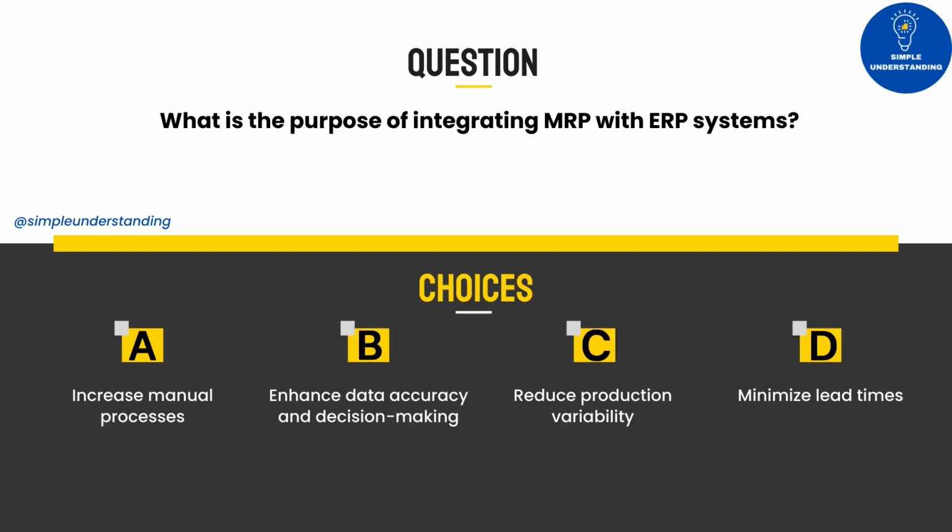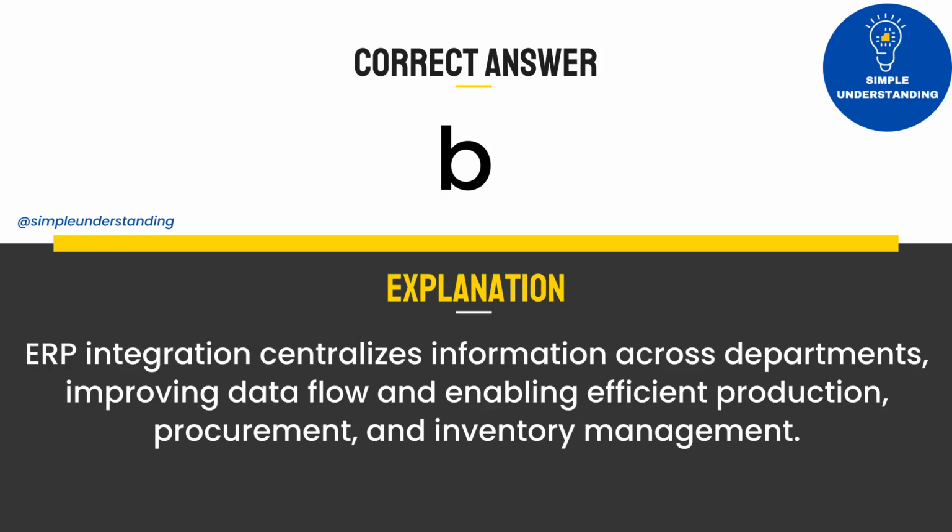9. What is the purpose of integrating MRP with ERP systems? A. Increase manual processes. B. Enhance data accuracy and decision-making. C. Reduce production variability. D. Minimize lead times. Answer: B. Explanation: ERP integration centralizes information across departments, improving data flow and enabling efficient production, procurement, and inventory management.